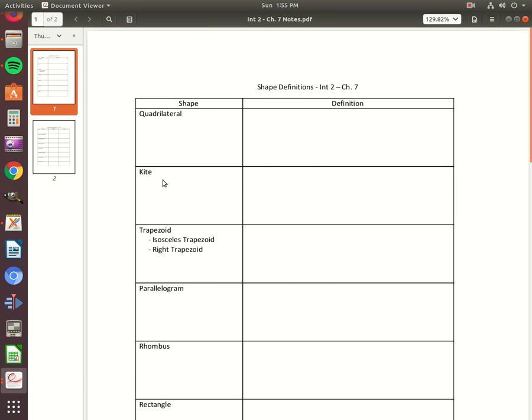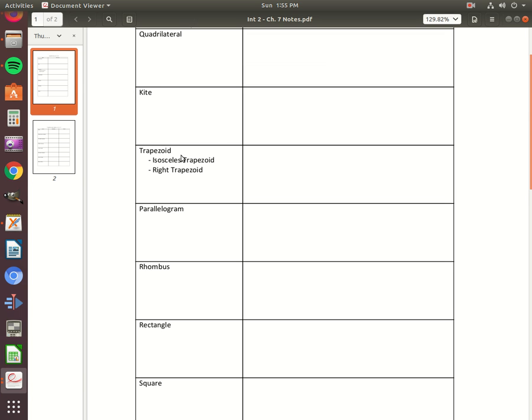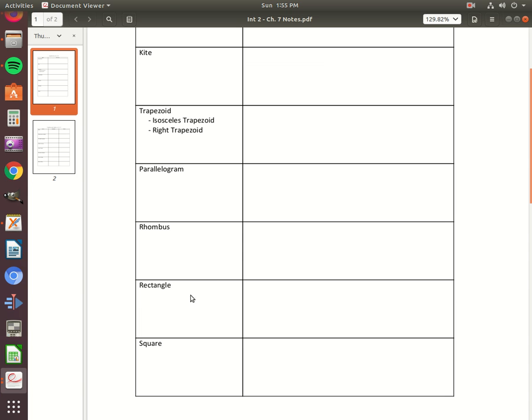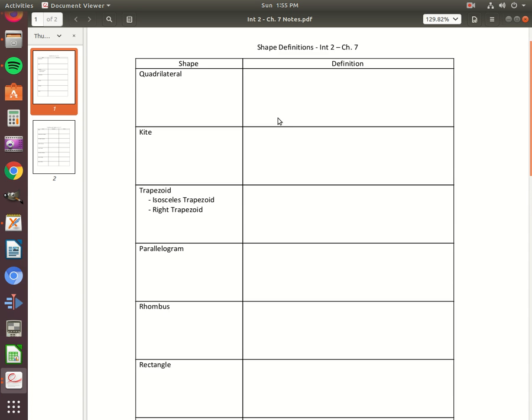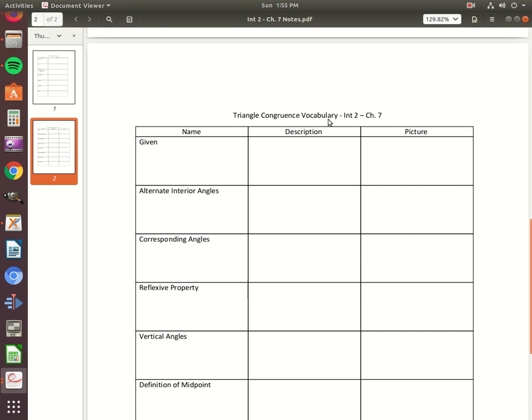What does it mean to be a quadrilateral? What does it mean to be a kite? What does it mean to be a trapezoid, whether it be isosceles or right, a parallelogram, a rhombus, a rectangle, a square? So we're going to want to know exactly what these definitions are.